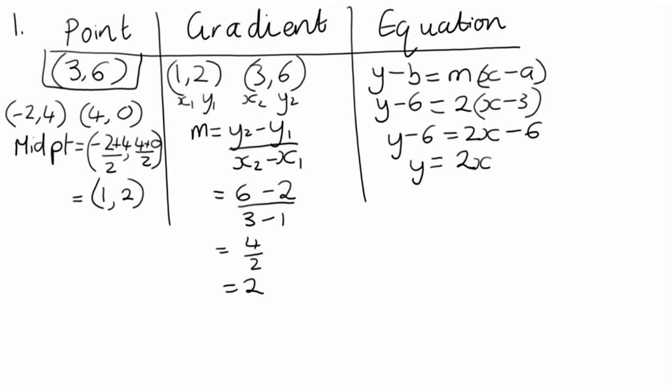Normally I move the number from the left hand side onto the right hand side, but when you do that in this case you're going to end up with 0, because -6 plus 6 will give you 0, so we are done. The answer is y equals 2x, and that's our equation of the median through R.